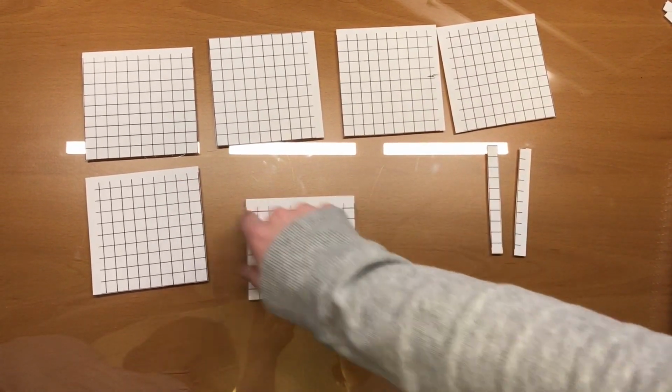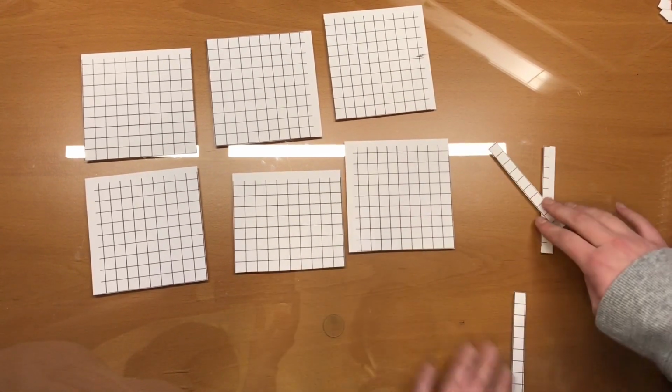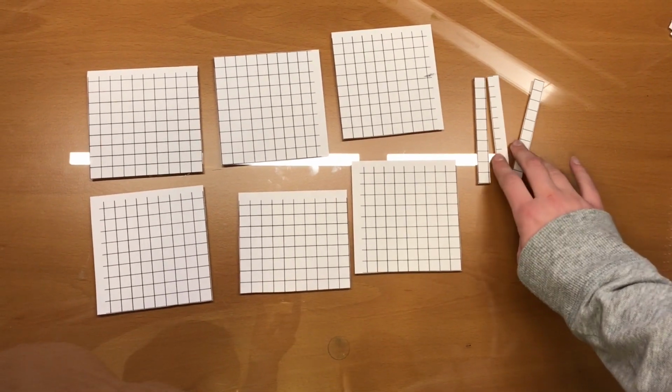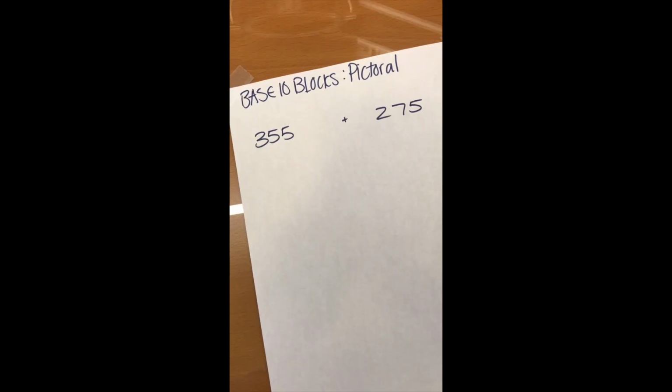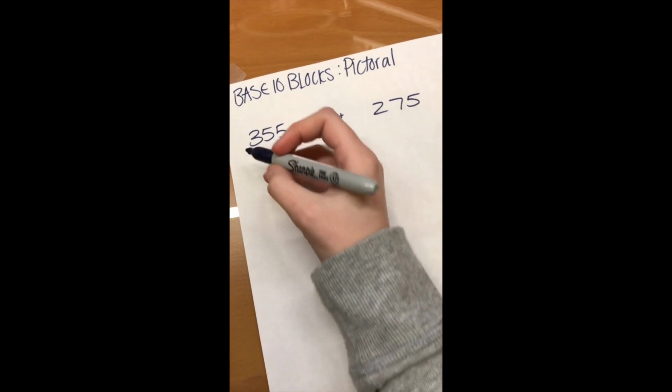So now we have 600 in flats and 3 rods of 10. So we get 630. So now we are doing a pictorial version of our base 10 blocks. So we're going to start by drawing it out.